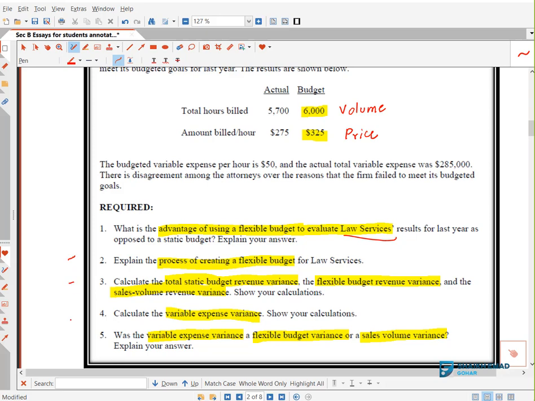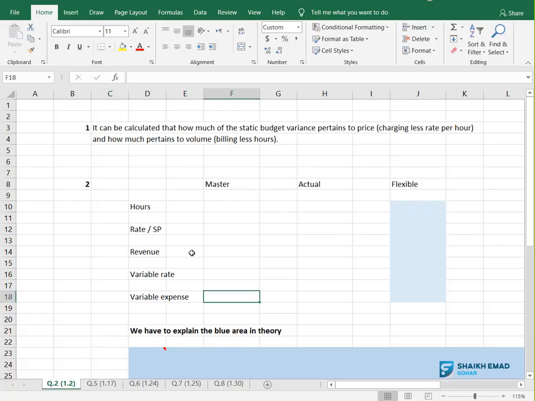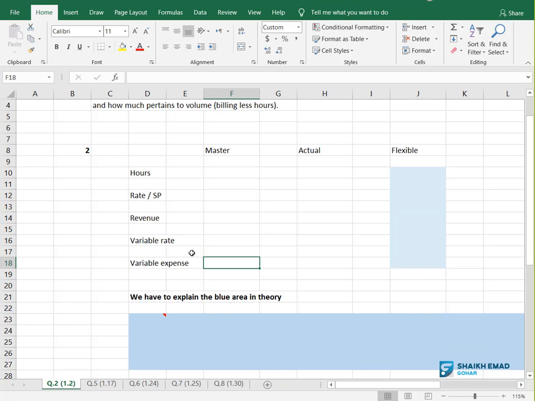Getting it? Because when you create it, you can easily write in theory how you created it, and you can also calculate these variances. If you do not create it, you will suffer in requirement number 3. Getting the story? It will not take much time because this is a small budget, so we can create it. Remember, whenever you are creating the flexible budget, you need 3 columns. How many? 3. Master, actual, flexible.